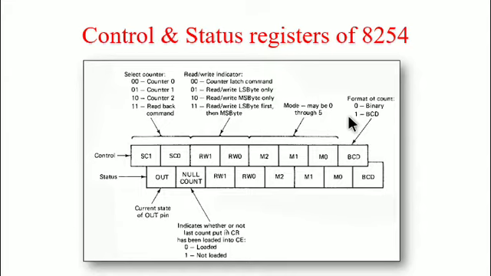Next, a very important one: the control word format. Here we have SC1, SC0, RW1, RW0, the mode operation, and finally the BCD. One by one we will see. First, select counter. If SC1 and SC0 are 0 0, we select counter 0.